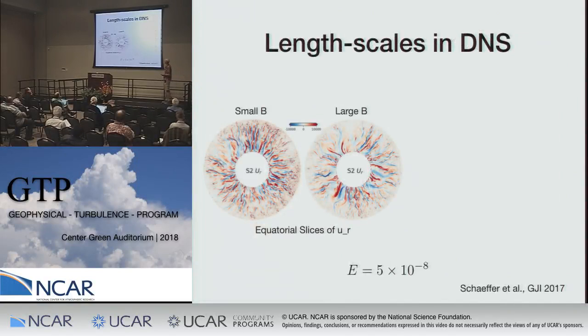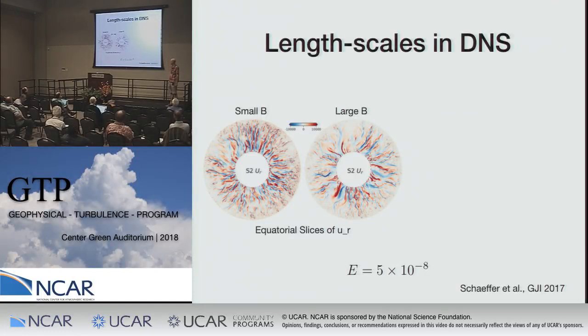Does this work in DNS? Do we see the same length scale in DNS? It's valid to say, well, that's a convection length scale, but does it really hold in dynamos? These are results from a recent spherical shell dynamo simulation, one of the most extreme that I'm aware of, at an Ekman number of 5 × 10⁻⁸, from Schaefer et al., 2017. What you're looking at here are equatorial slices of the radial velocity component during two different times: at one point when the magnetic field is relatively weak, and at another when the magnetic field is relatively strong.